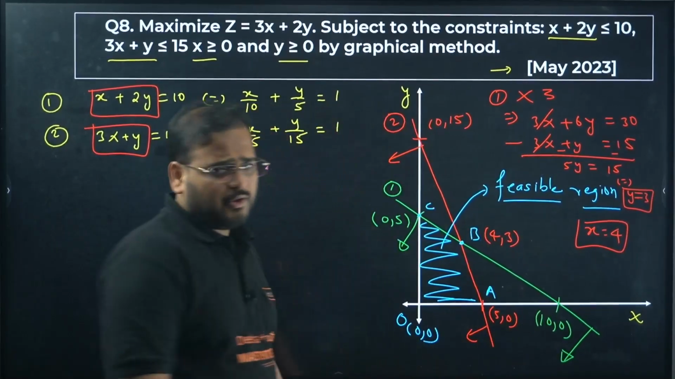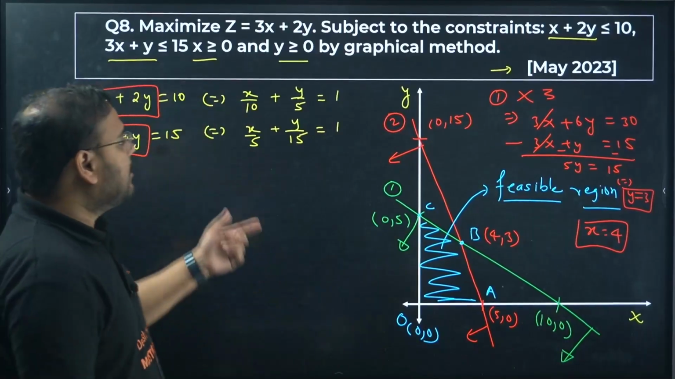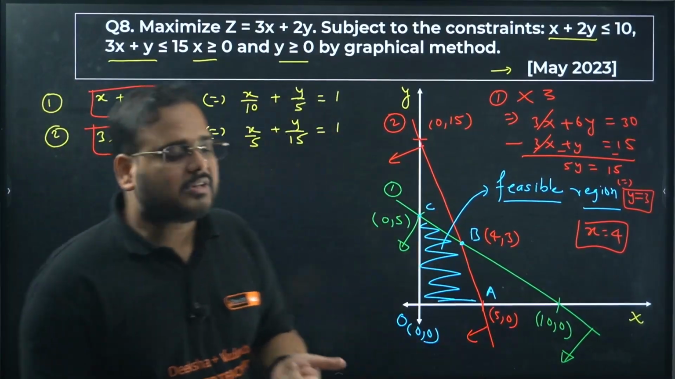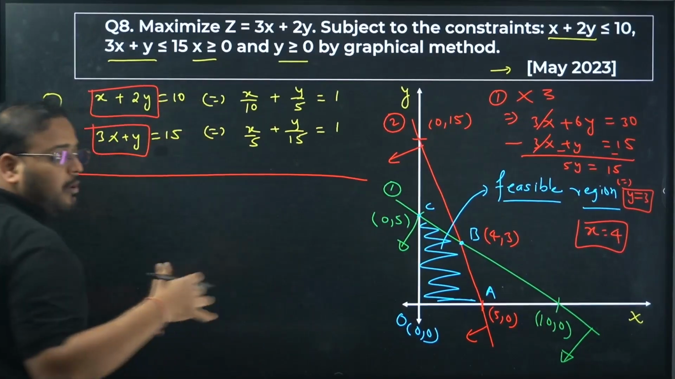Okay. You have to write the statement, of course. The fourth coordinate point B is 4, 3. We get it by solving equations 1 and 2 by multiplying equation 1 by, of course, 3. Okay. Now, once we have the coordinate points, then the actual problem starts.